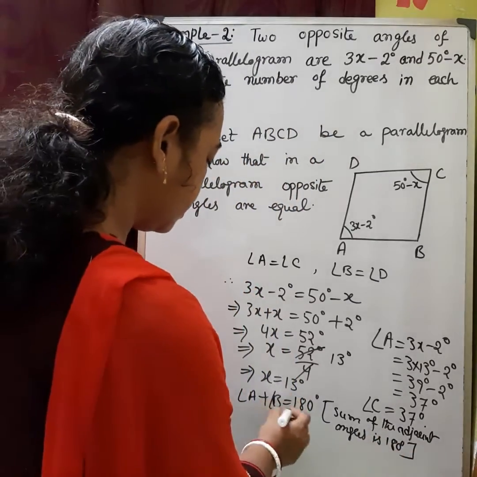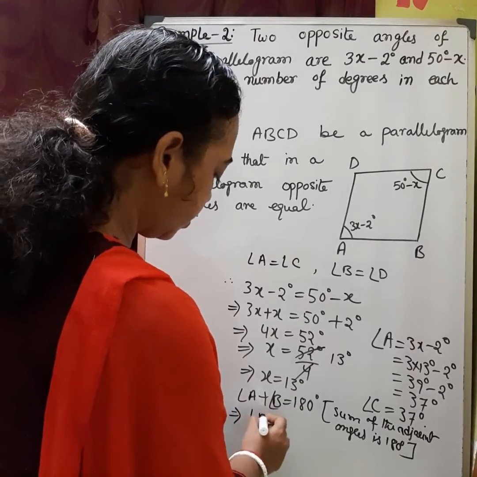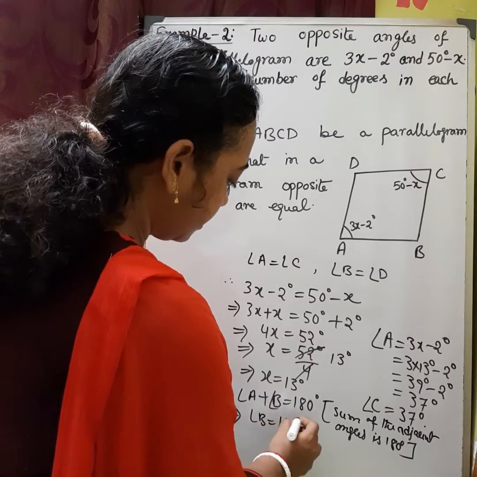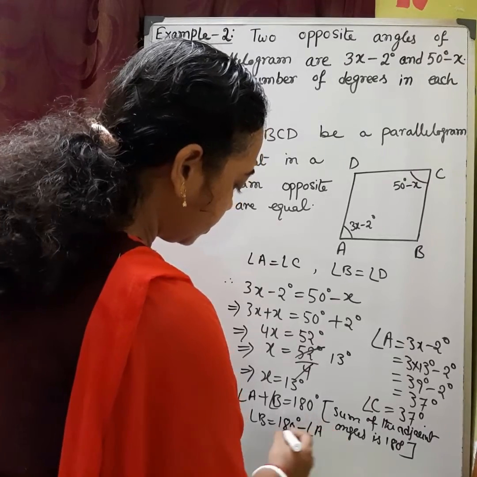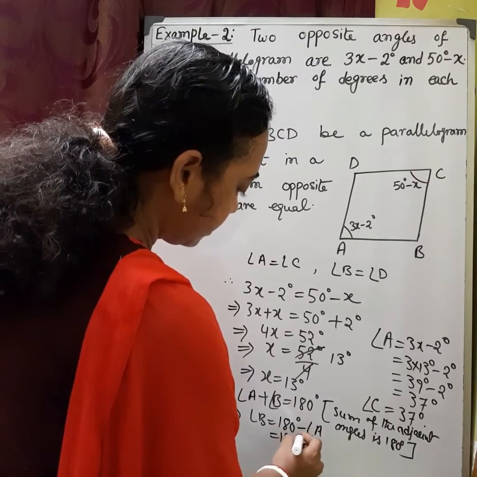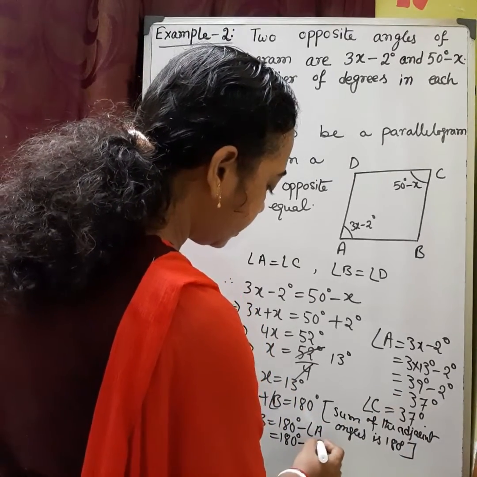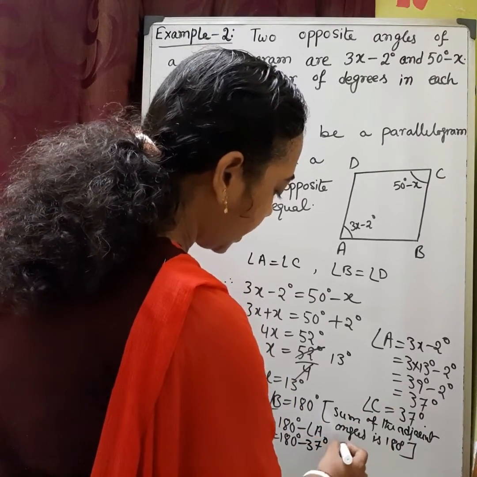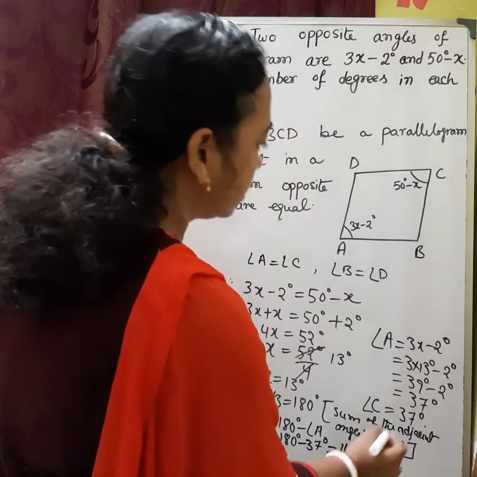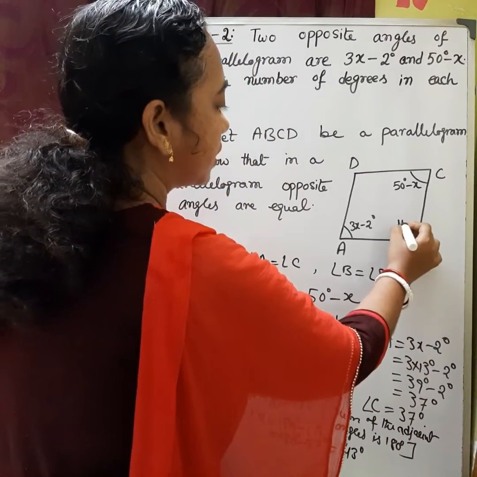So from this we can write angle B is equal to 180 degree minus angle A. So that becomes 180 degree minus angle A, which means 180 degree minus 37 degree. If we subtract them, we get 143 degree. So measure of B is 143 degree.